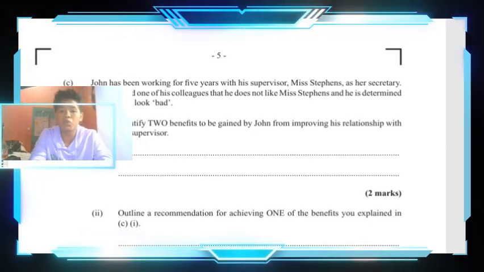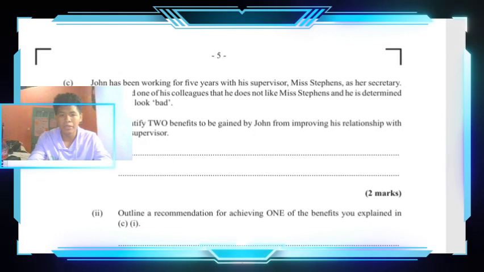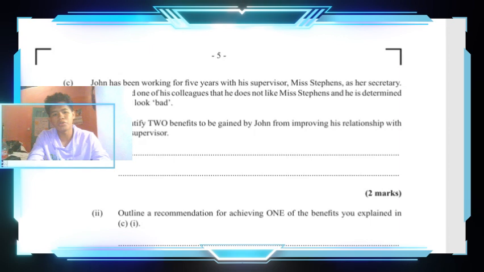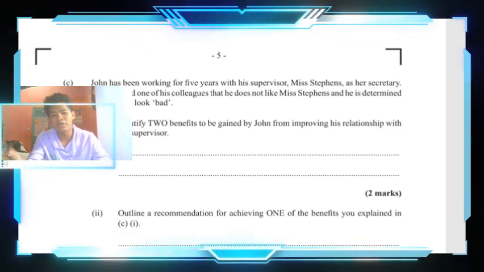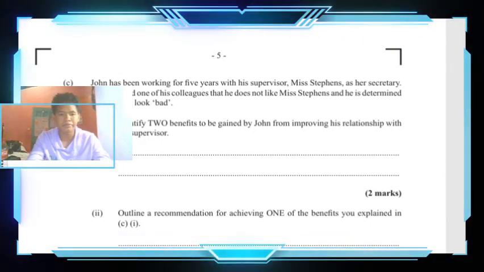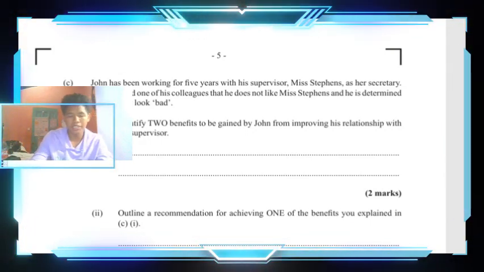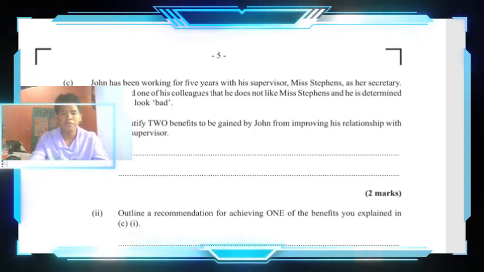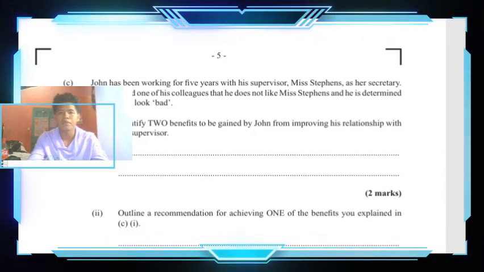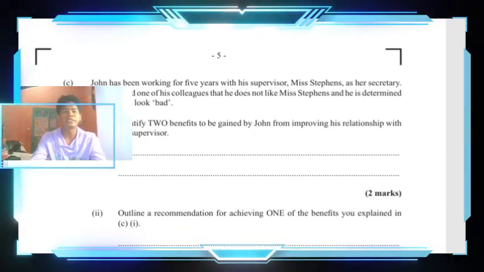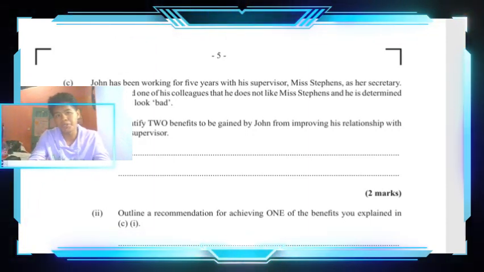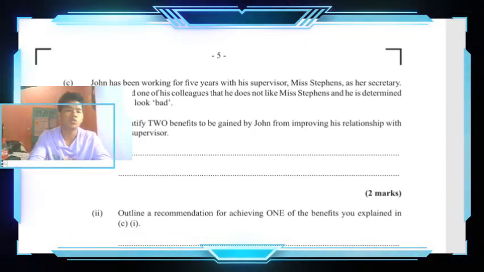So it says John has been working for 5 years with his supervisor, Miss Steffens, as her security secretary. John has told one of his colleagues that he does not like Miss Steffens and he is determined to make her look bad. So it says for C1, essentially, identify two benefits to be gained by John from improving his relationship with his supervisor. This is very basic. What are some benefits that you have when having a good relationship with your supervisor? That's what you should be thinking.